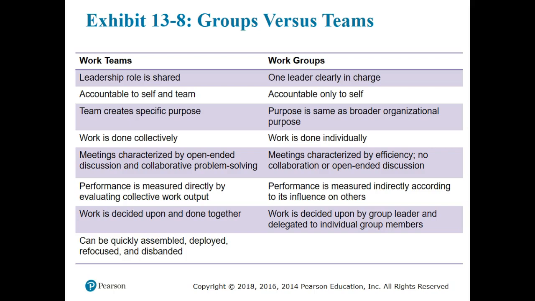And in work teams, performance is measured directly by evaluating collective work output. In work groups, performance is measured indirectly according to its influence on others. And in work teams, work is decided upon and done together. In work groups, work is decided upon by a group leader and delegated to individual group members. And work teams can be quickly assembled, deployed, refocused, and disbanded, where groups can't.